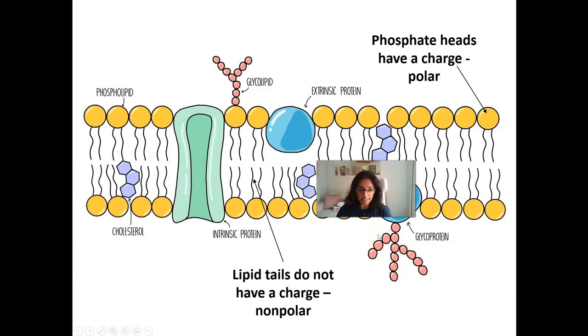Now, just as a reminder, when we look at these phospholipid molecules, we understand that the head, which is chiefly phosphate, has a charge and is polar. The tails, which are made of fatty acids, are lipid and they do not have a charge. So these are classed as non-polar. Now we know that the phospholipid bilayer, that's these two layers here, orientate themselves in this way with the tails pointing inwards because they are hydrophobic or water-fearing, whereas the heads are hydrophilic or water-loving.